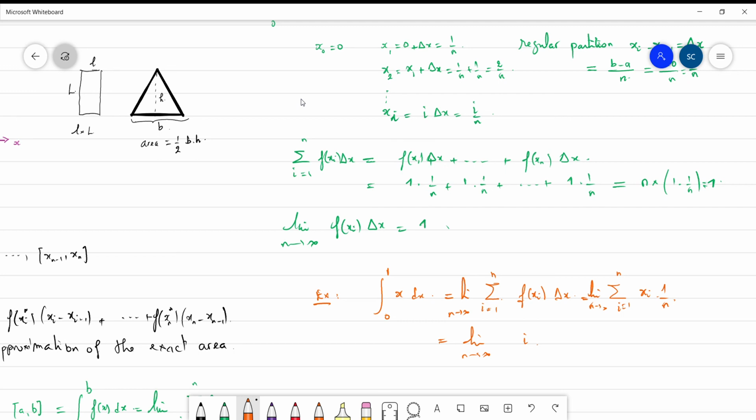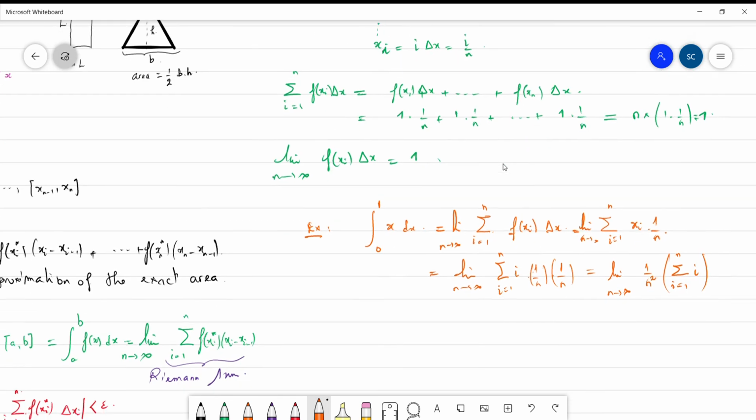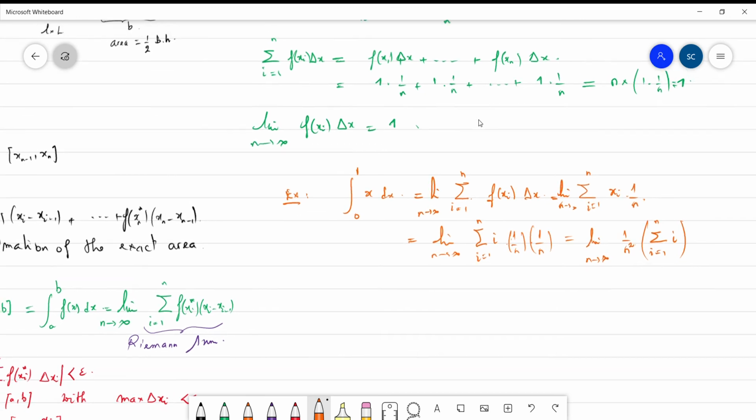So it will be 1 over n and 1 over n. Okay, so we will have some limit. I forgot the sum. So I need to compute the limit of the following sum. So 1 over n squared is a constant, sum of i from 1 to n, as n goes to infinity. So I can put 1 over n squared outside the sum. Now I need to know explicitly this quantity. So this quantity is not easy to find.